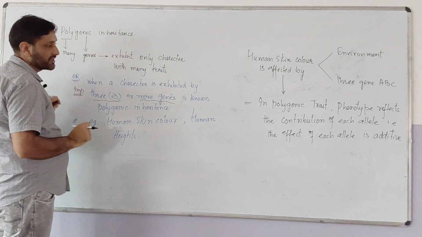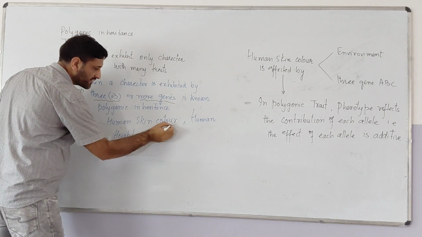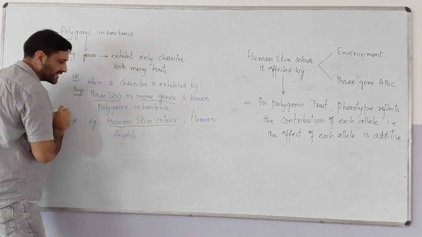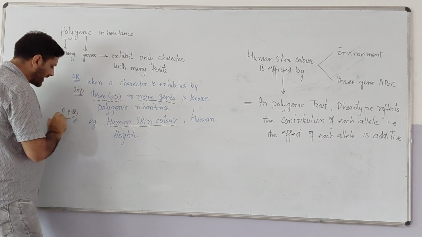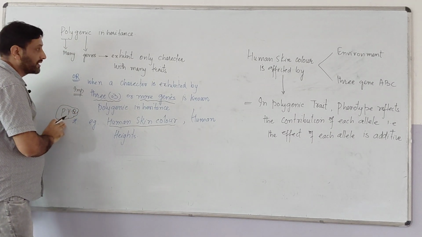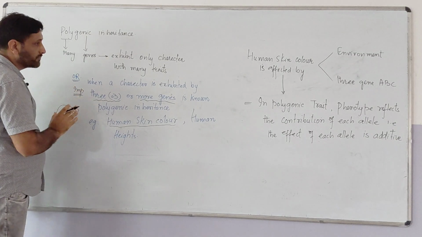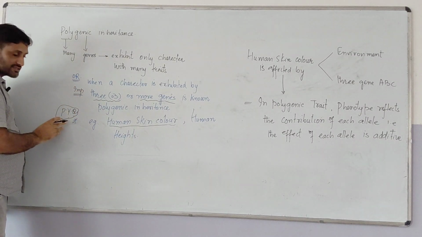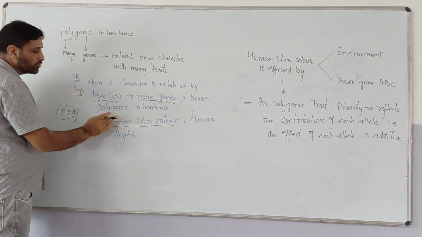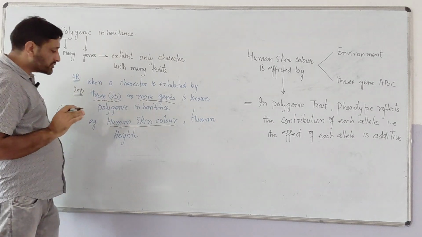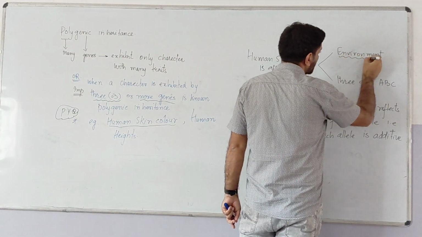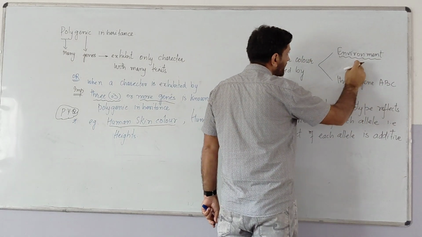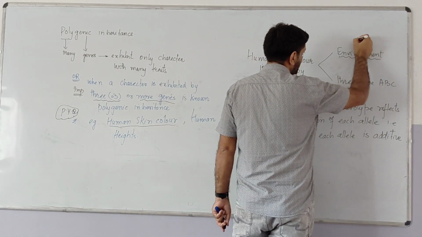And we can see there are two examples: human skin color and human height. If we take human skin color, this is the most important example from the NEET point of view. This will become your PYQ for the NEET exam. For polygenic inheritance, the most important example is human skin color. Human skin color can be affected by the environment.